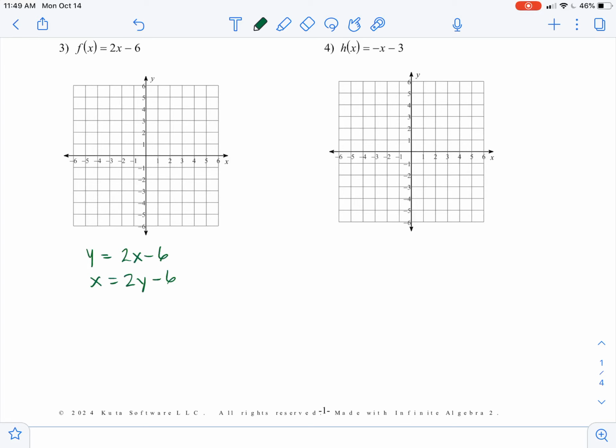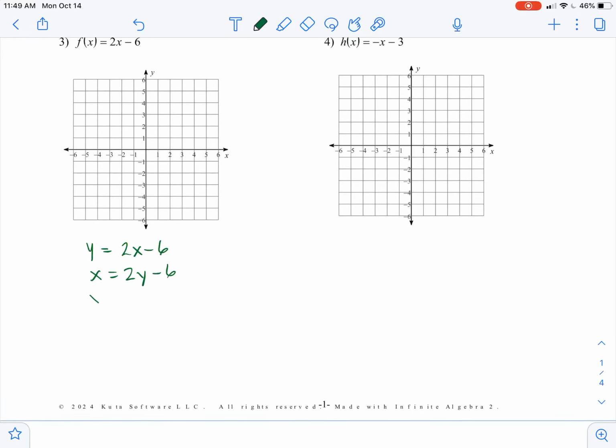Your next step is to solve for y. So I'm going to move the 6 over, divide by the 2. So I'm going to write it in slope-intercept form, and then switch the y for the f inverse of x. Okay, so those are the same steps you're going to go through every time.